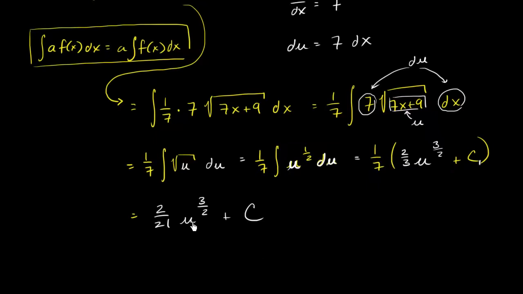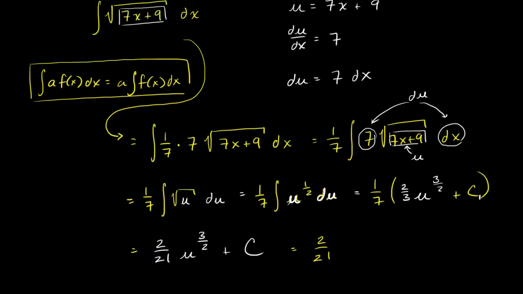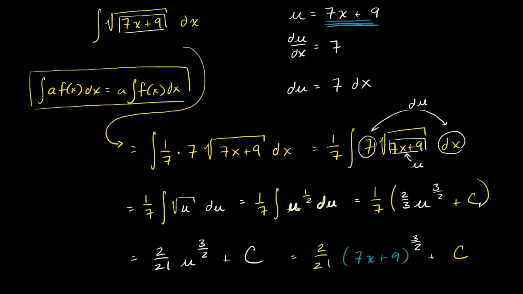We still have our entire thing in terms of u. So now let's unsubstitute it. This is going to be equal to 2/21 times u to the 3/2. And we already know that u is equal to 7x plus 9. So it's going to be 2 over 21 times 7x plus 9 to the 3/2 power, plus c. And we are done. We were able to take a kind of hairy-looking integral and realize that even though it wasn't completely obvious at first, u substitution is applicable.